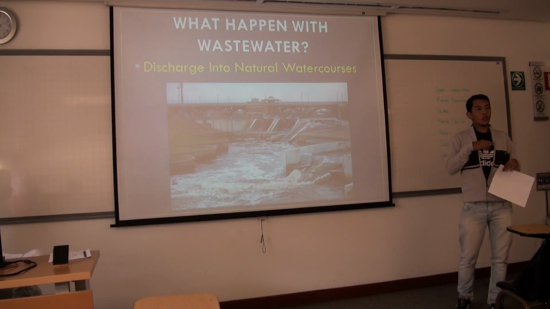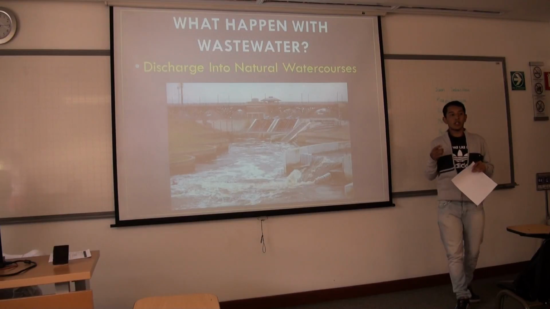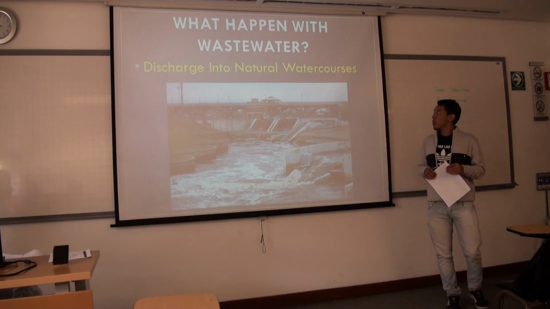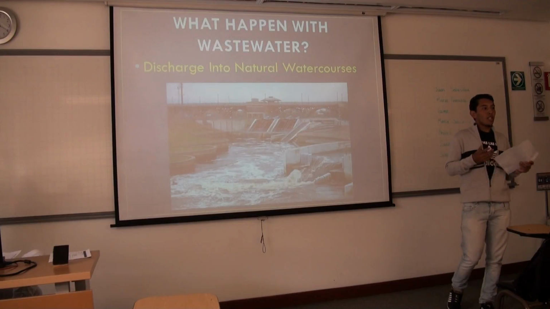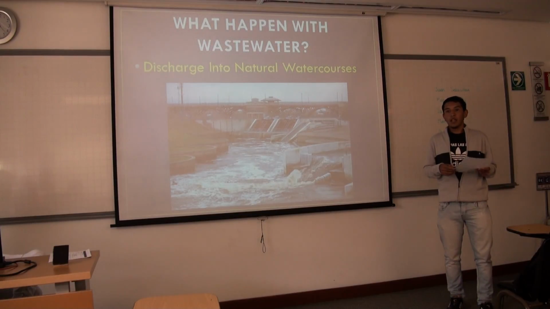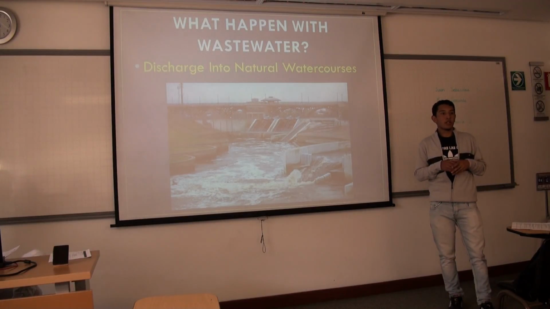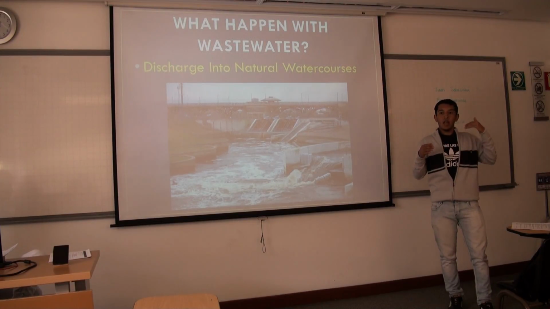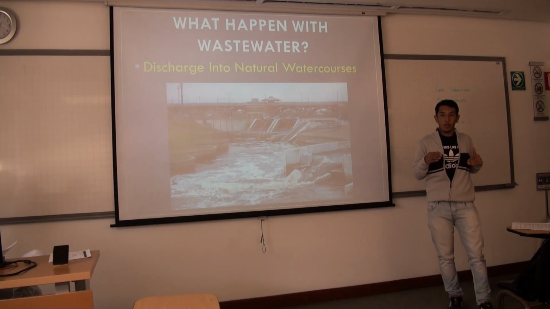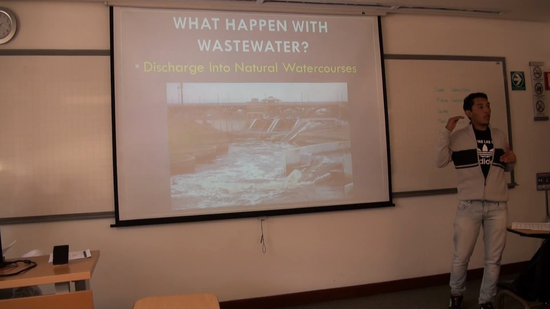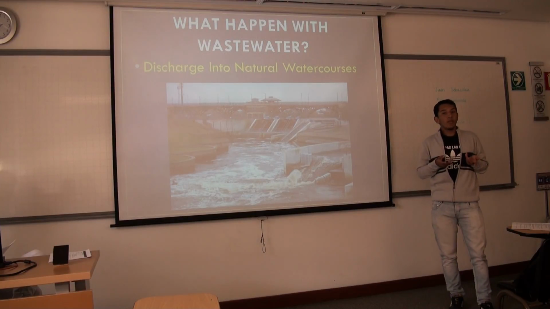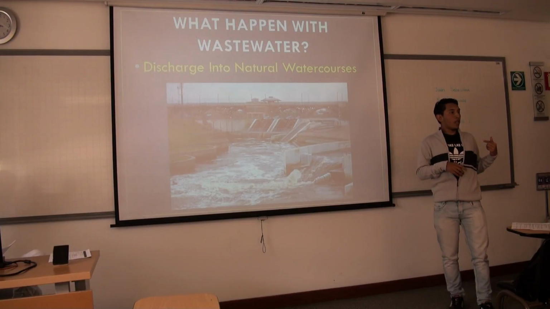They have two options. The first is to discharge this wastewater into natural water courses. What happens with this? Well, some industries may be near a water course. Some industries are upstream of the water course, and other industries are downstream. The industries that are upstream will contaminate the water. So the contaminated water goes to the industries downstream, and they have to use it.